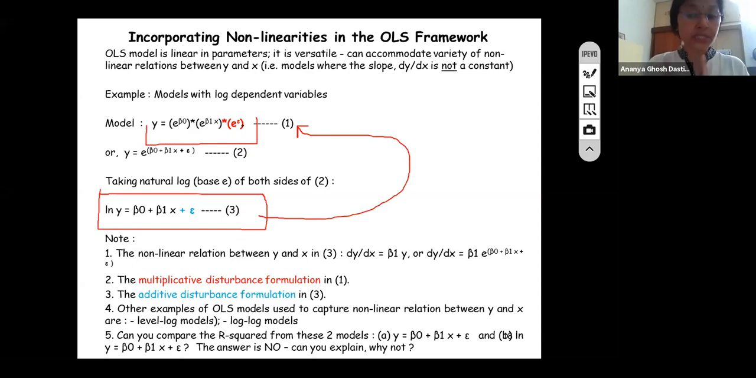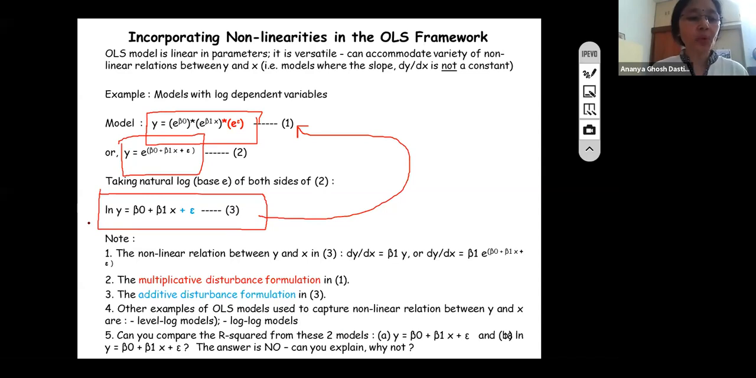Remember, I told you this is log based e. So essentially, your model is this one. This is your model: y is equal to e to the power beta naught plus beta 1x plus epsilon. When you take log, you linearize this particular non-linear model, and then it just fits into the OLS framework.